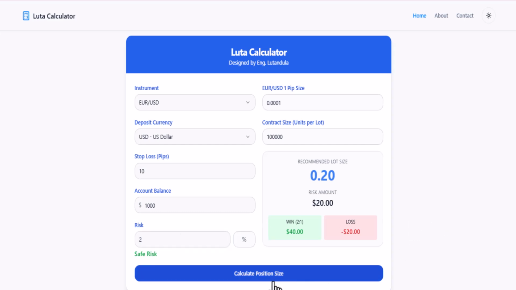This is the recommended risk level for most traders, especially beginners and long-term investors. Why? Because even if you hit a losing streak, your account is still protected. Let's say you have $1,000 and you risk 2% per trade. That means your maximum loss per trade is only $20. If you take 10 losing trades in a row, you'd still have $800 left in your account. That gives you time to recover.